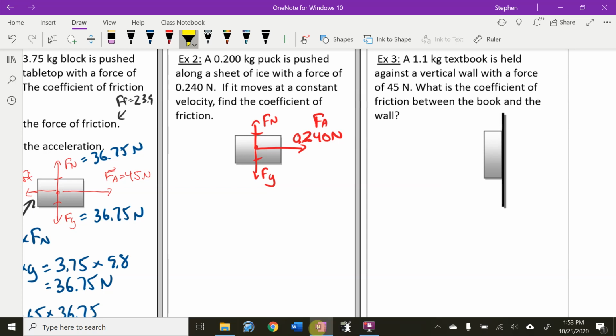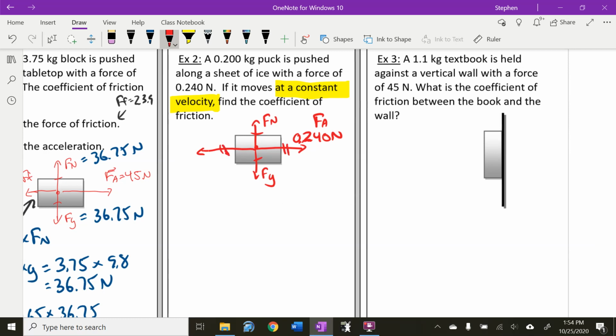Now, this is where there is something you need to make sure you're paying attention to, because this comes up quite often. In this question, it says it moves at a constant velocity. The fact that it moves at a constant velocity tells you that the acceleration is equal to 0. So constant velocity means no acceleration. If we look at our free body diagram, we know it's not accelerating up or down, so the normal force and gravitational force must be equal to each other, but we also know it's not accelerating left or right. So by extension, the left and right forces are also balanced.